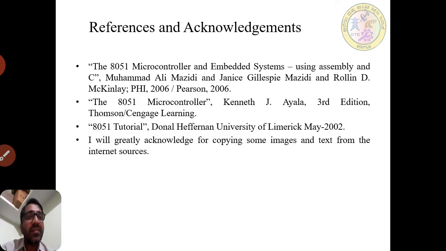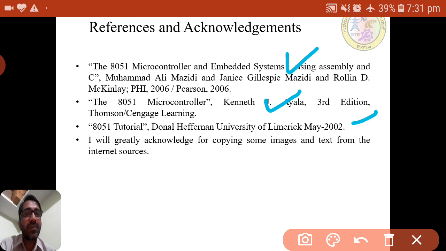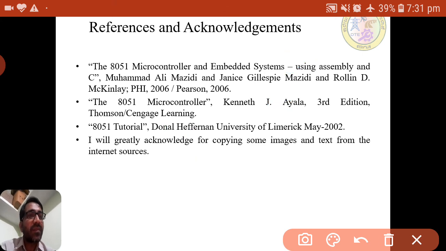I have referred to the prescribed textbook by Mazidi, and also Kenneth Ayala. Also one tutorial, the soft copy, the 8051 tutorial. And for most of the images, I have used internet sources. I have taken many images from them, so I thank them and greatly acknowledge the sources I have referred to through the internet.